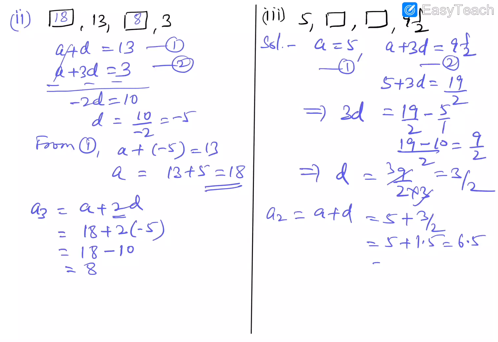Which can be written as 13 by 2, since 2 sixes are 12, plus 1 is 13, by 2. So this is 13 by 2. Now third term, which is given by a plus 2d, and the value of a is 5, 2 and d is 3 by 2. So 2 cancels and 8 is the third term.